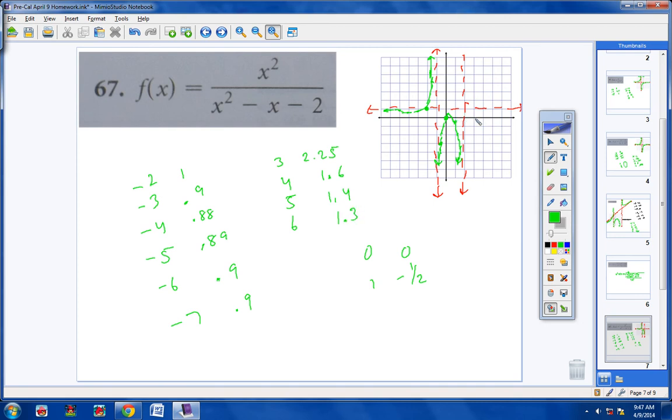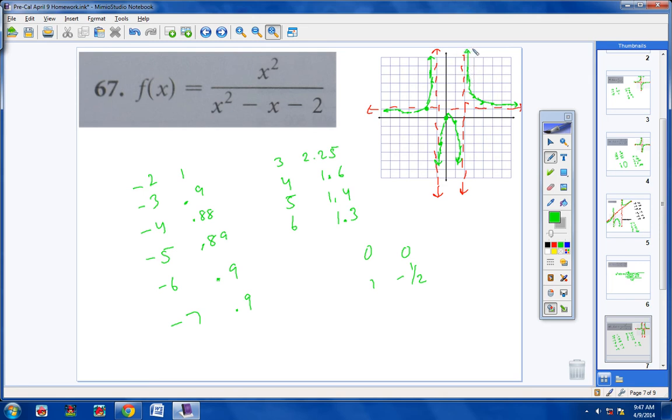So we go over 3, we go up 2.25, we go over another one, that's 1.6, go over here, it's 1.4. So we kind of get the idea. It's coming down, hitting here, and getting closer and closer to the horizontal. And then if you put in 2.1, just out of curiosity to see what would happen, you're going to get out a really big number of 14. So we know it's going up like this and curving up, okay?